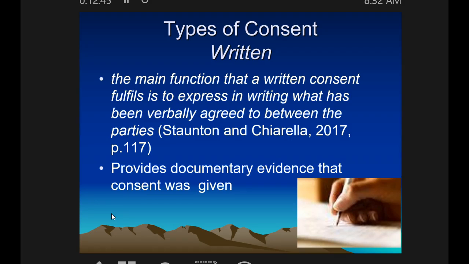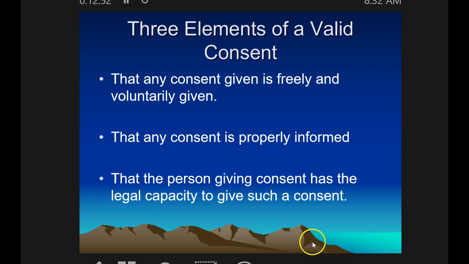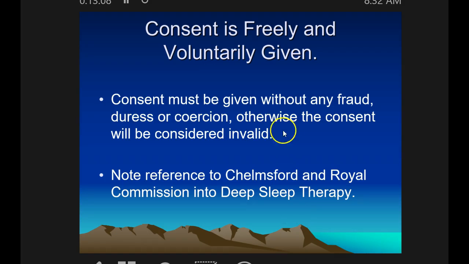Assessing validity of the consent is a much, much more in-depth process, which we'll look at in a minute. So what are the elements that constitute consent being valid? Well, there are essentially three elements, and we'll go through those. It's got to be freely and voluntarily given, it's got to be properly informed, and the person giving consent has got to have capacity.